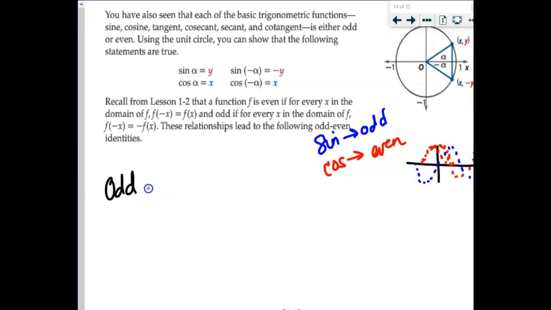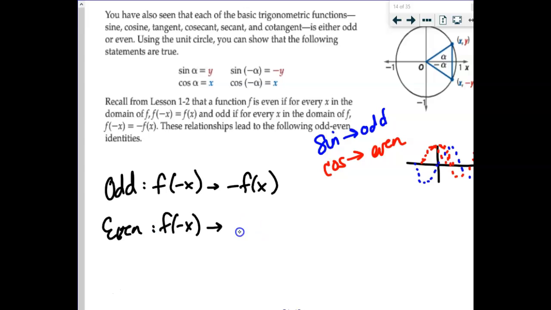The algebraic test for something that's odd is if you take your function and plug in a negative x value, you get the opposite output. But for even functions, if you plug in a negative x, you just get the original one back again.